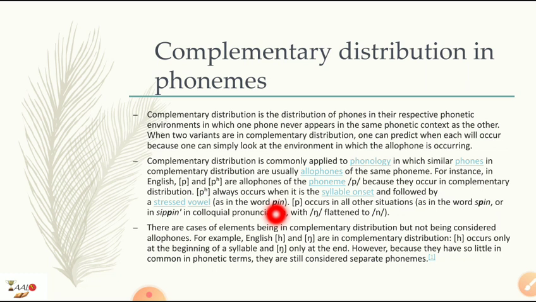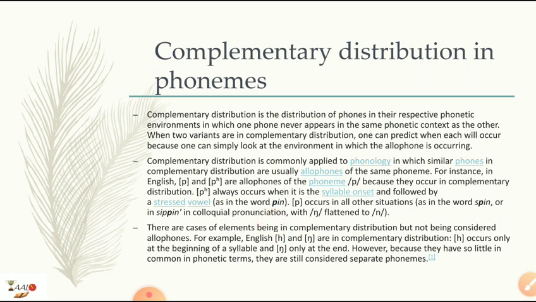consonants p, b and t occur in the word initial position followed by a stressed vowel, then they are aspirated. In any other occurrences, they are unaspirated. Example, in spin, they are unaspirated, and in sipping, also they are unaspirated. So they are not in the same phonological environment.